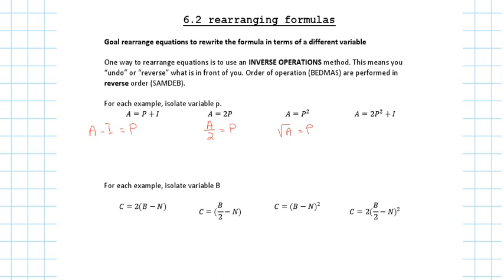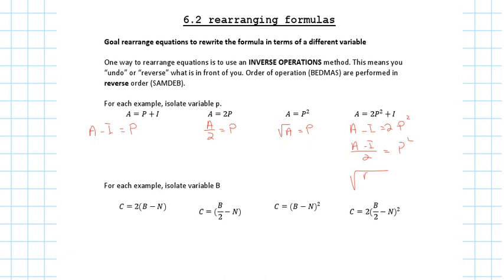How about the next one? Start with bringing the I over, and it becomes A minus I. Then divide by 2. Then square root.